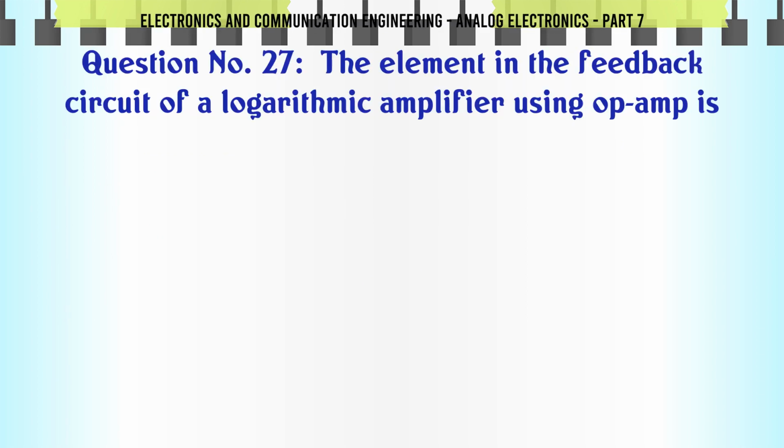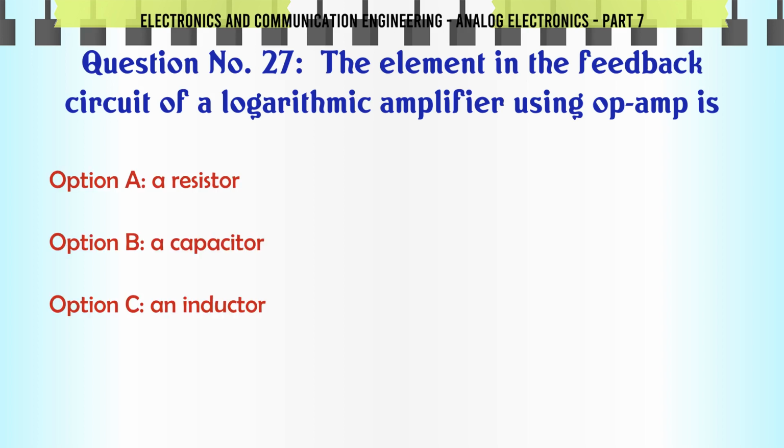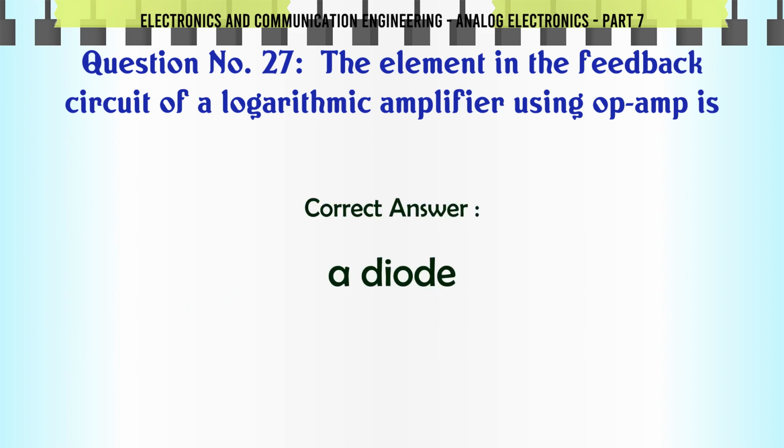The element in the feedback circuit of a logarithmic amplifier using an op-amp is: A. a resistor, B. a capacitor, C. an inductor, D. a diode. The correct answer is a diode.